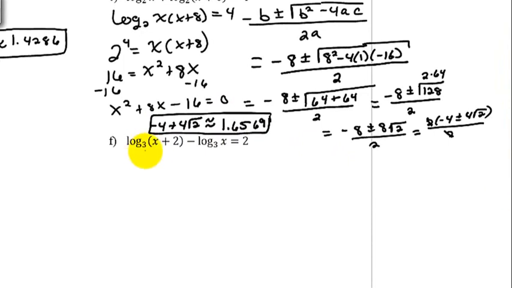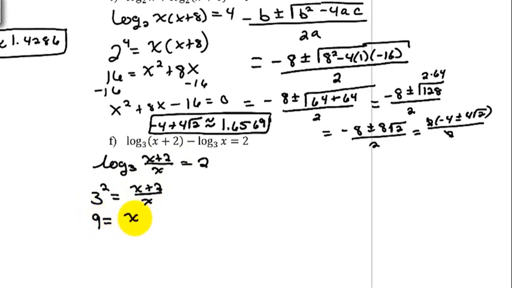In our next one here, we have log base 3 of x plus 2 minus log base 3 of x equals 2. So first we need to rewrite this subtraction as division. So that would be log base 3 of x plus 2 divided by x, and it's equal to 2. Now we can rewrite it in exponential form. So it would be 3 squared equals x plus 2 divided by x. Squaring the 3 gives us 9, so that's 9 equals x plus 2 divided by x.